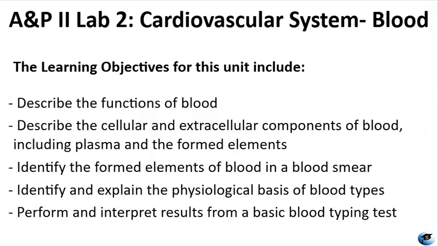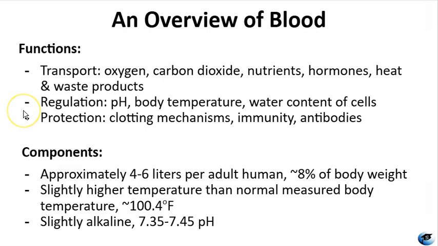In this unit, we will learn about the functions of blood, the cellular and extracellular components of blood, including plasma and the formed elements. We'll identify the formed elements of blood in a smear. We'll identify and explain the physiological basis of blood types, and we will perform and interpret results from a basic blood typing test.